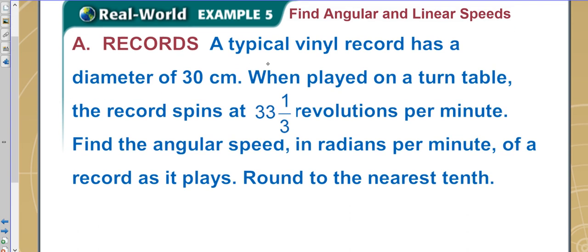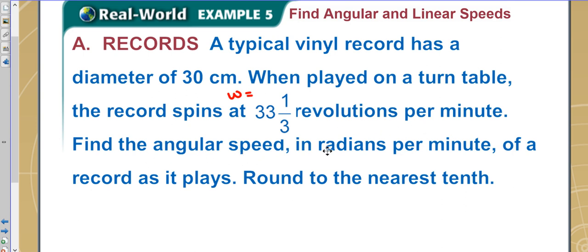So, old record. It says a typical vinyl record has a diameter of 30 centimeters. Remember, diameter is the distance from one side of the circle to the other. When played on a turntable, the record spins at 33 and a third revolutions per minute. Now, it's telling you how fast it spins. That would be the w, or the angular speed, how quickly it turns around the player.